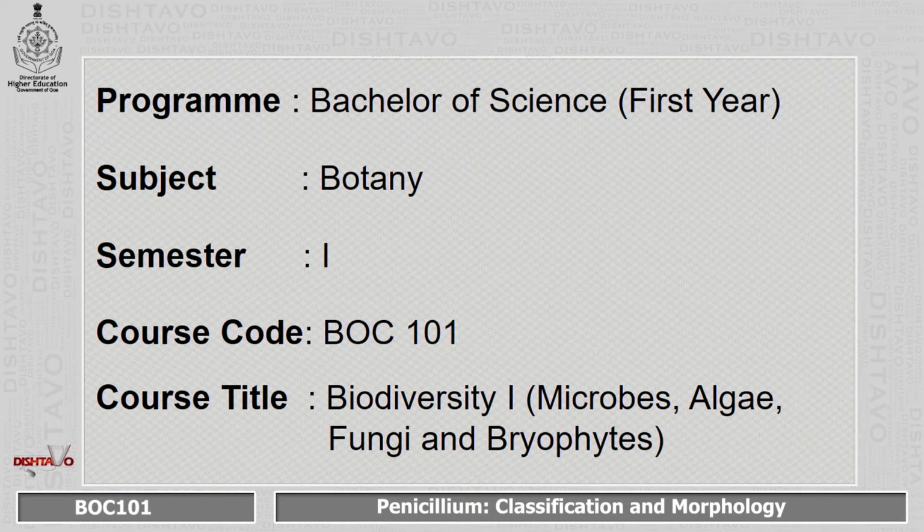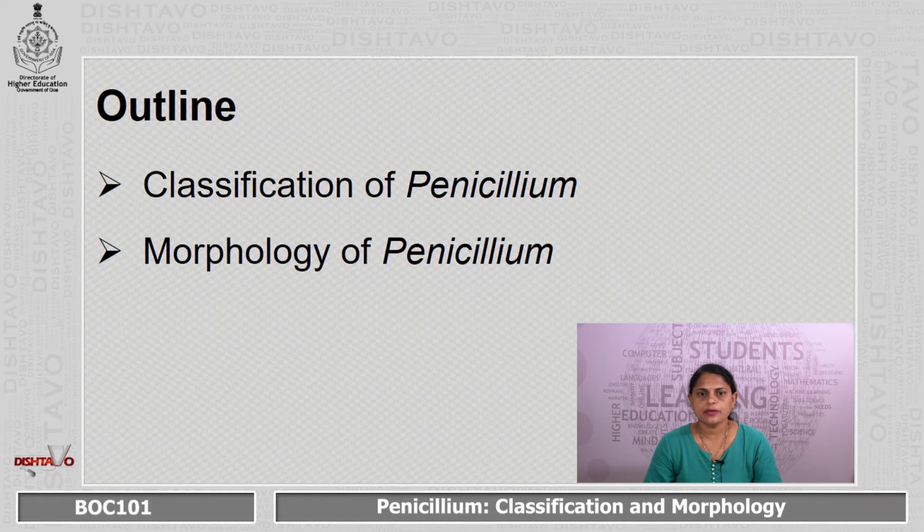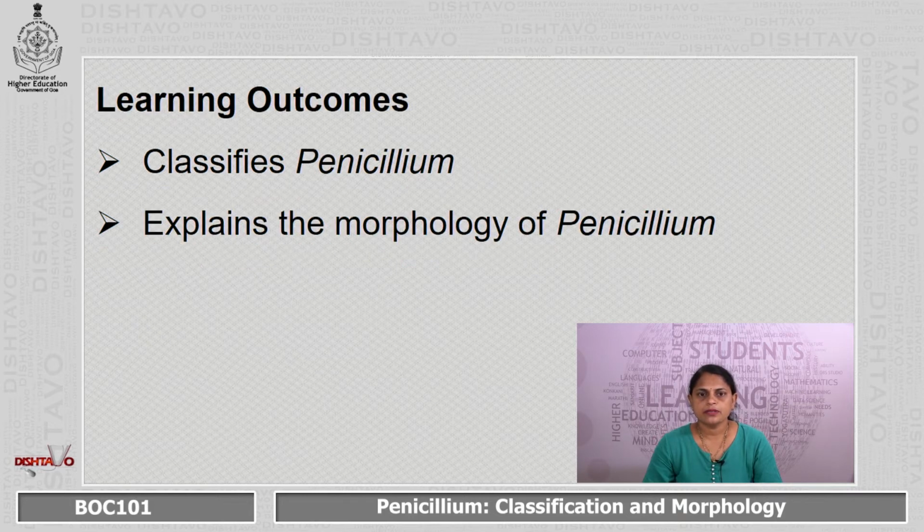This module is for first year BSc Botany students, semester 1. Course code is BOC 101 and title of the course is Biodiversity 1, which includes microbes, algae, fungi and bryophytes. Title of the unit is Fungi and module is Classification and Morphology of Penicillium. In this module, we are going to study the classification of Penicillium and morphology of Penicillium. At the end of this module, you will be able to classify Penicillium and explain about the morphology of Penicillium.